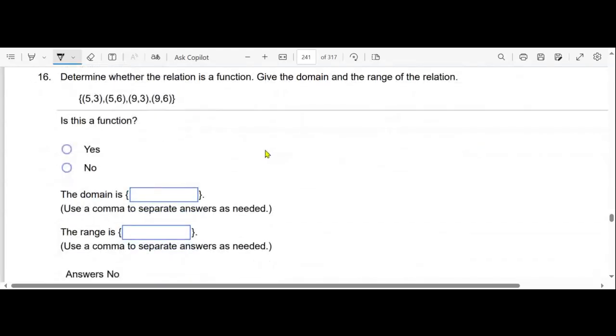Number 16. I need someone to read. Tell me whether the relation is a function. Give the domain and the range of the relation. Okay. Is this a function or not a function? No. It's not a function. Why? That's why. Because 5 is repeated. Repeated how many times? Twice.